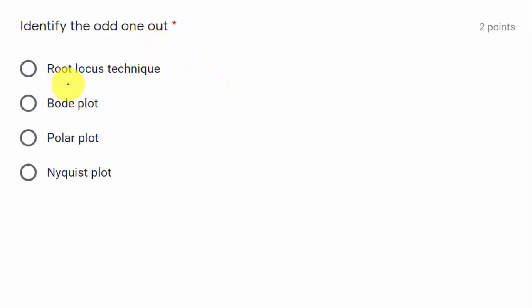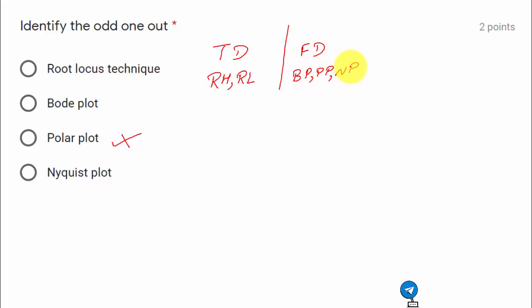Identify the odd one out. Root locus technique, Bode plot, Nyquist plot, polar plot. Most of the persons will be opting for polar plot because polar plot is not a complete plot. Polar plot is a subset of Nyquist plot, like that they will think, and then they will be opting for polar plot. If I am talking about how we are going to find the stability, in the case of time domain analysis, we are going to make use of RH criteria and root locus. But in the case of frequency domain analysis, we are going to make use of Bode plot, polar plot and Nyquist plot. So the odd one is root locus. So the suitable option that is going to follow is option A is correct.